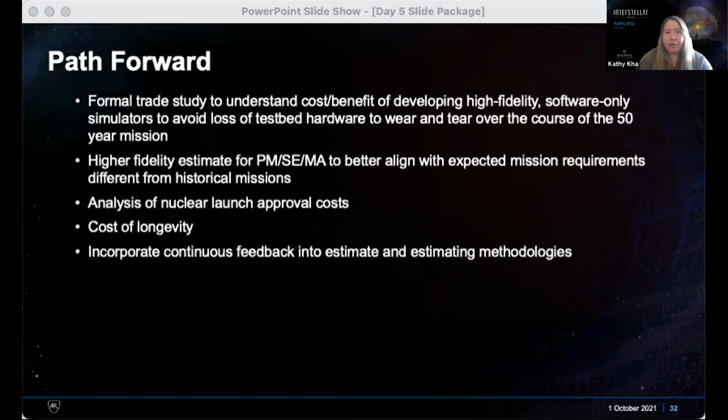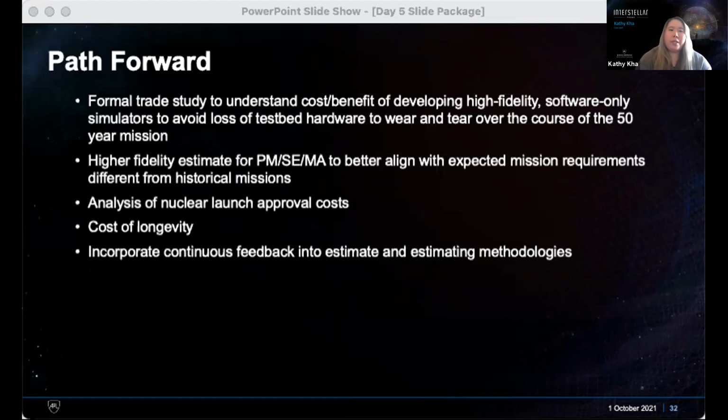We also want to better incorporate the cost of longevity. All those cost drivers on the previous slide, we want to be able to better incorporate into the estimate. We have that incorporated currently, but as we get more detail into how each of those roles and situations might work, we can update the estimate so that it does a better job of incorporating longevity.